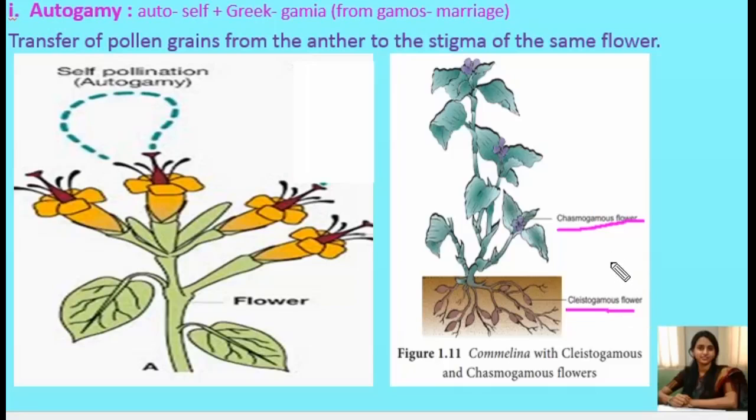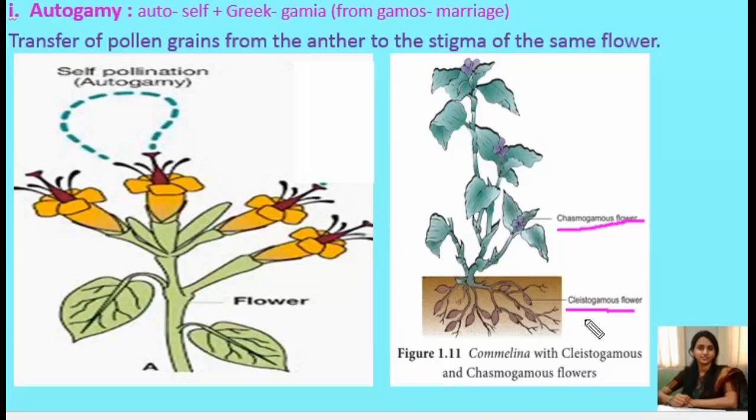Then what are these chasmogamous flowers? The chasmogamous flowers are normal flowers. It means the flowers are open with exposed stamen and stigma. Such flowers are known as chasmogamous flowers. Look at this, we can say this flower is a chasmogamous flower because both the stamens and the stigma are exposed. Whereas the second one is cleistogamous flowers.